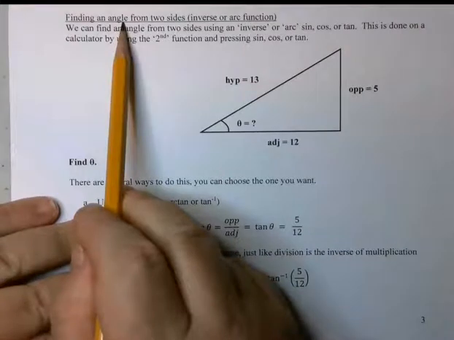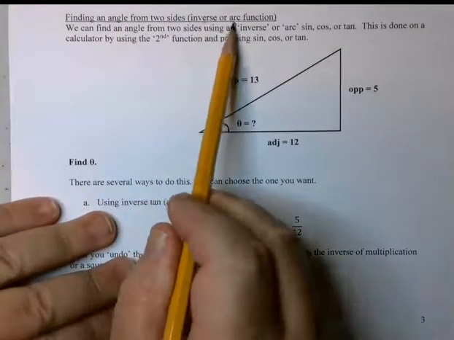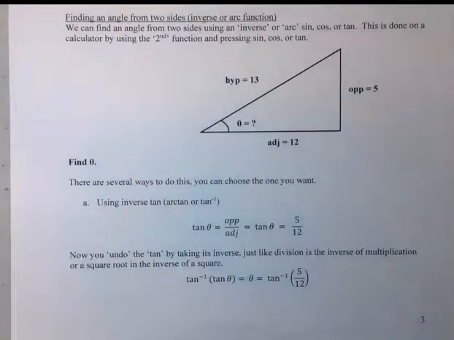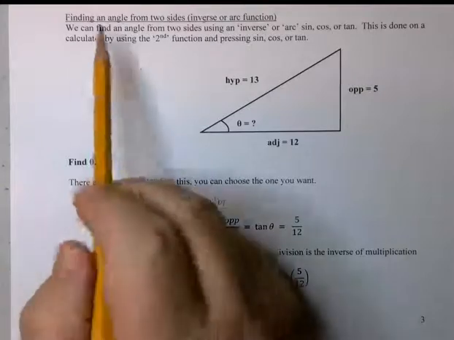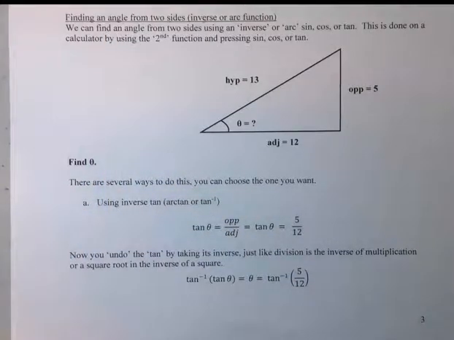So you're finding an angle from two sides, and that's called an inverse or an arc function. So it could be called an arc sine, an arc tangent, an arc cosine, or an inverse tangent, an inverse cosine. So we can find an angle from two sides using an inverse or arc sine, cosine, or tangent. This is done on a calculator using the second function and pressing sine, cosine, or tangent. So let me just show you that real quick.